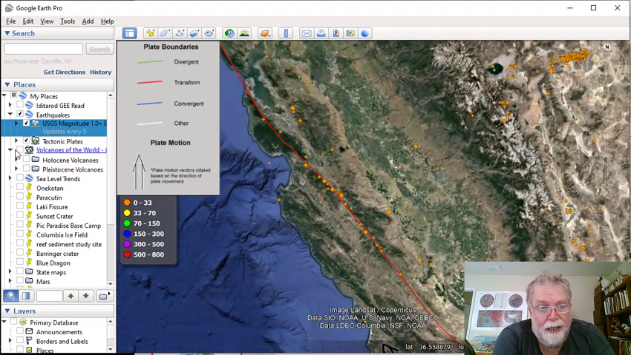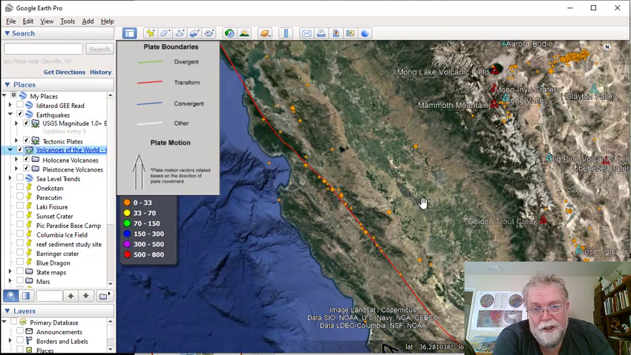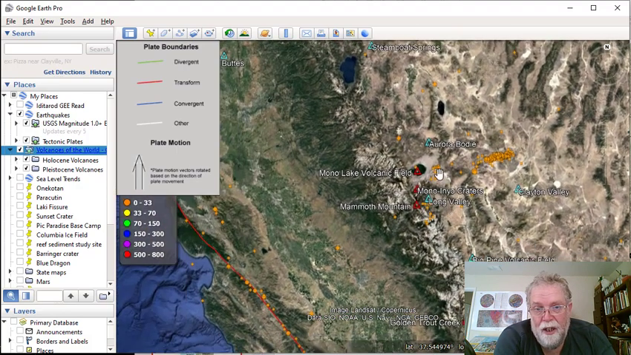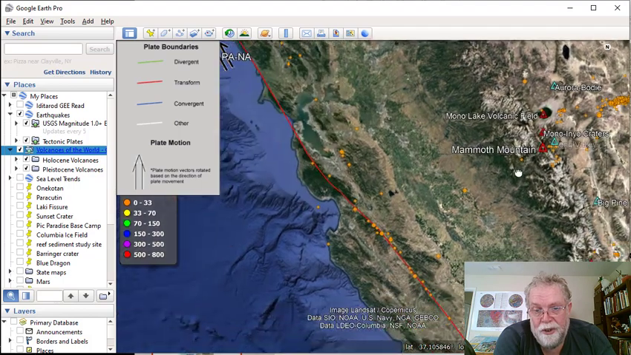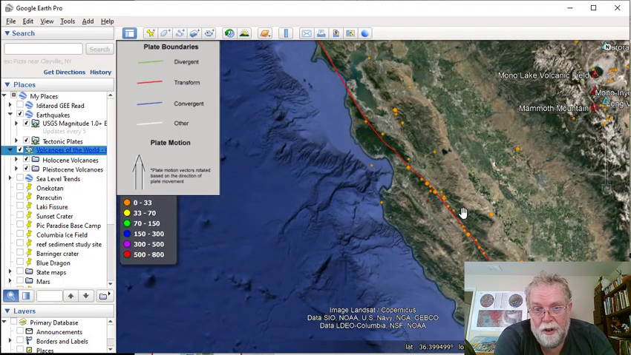But let me kick in the volcanoes, and let's see what happens. So I kick in the volcanoes, and we get some out here, but we don't get any along the San Andreas Fault, right? No, right? You're not bringing magma to the surface of the Earth here at all. You're just not. So you're going to get lots of shallow focus, small earthquakes, but no volcanoes, right? These volcanoes out here are unrelated to this plate boundary here across the Central Valley.